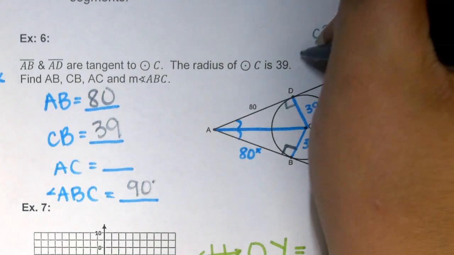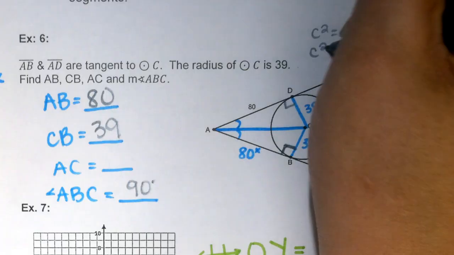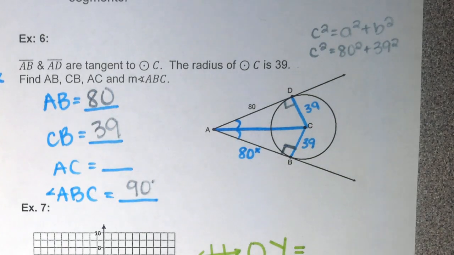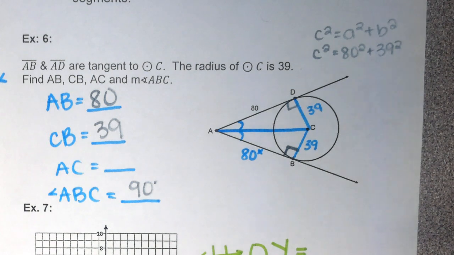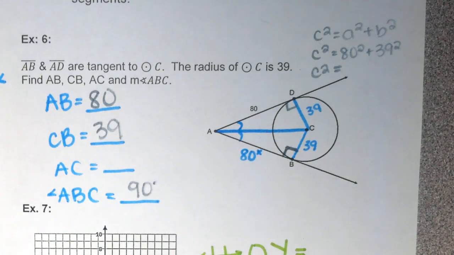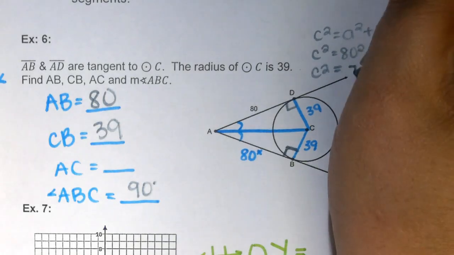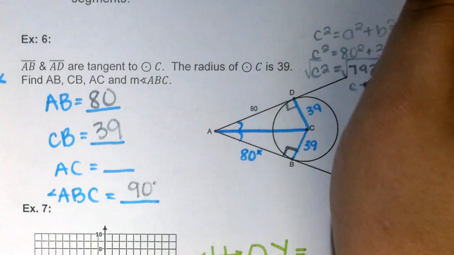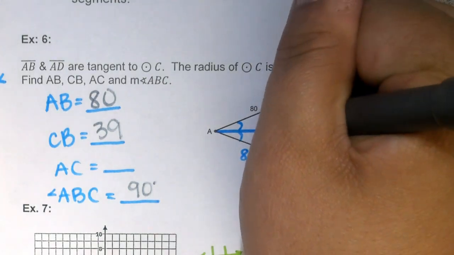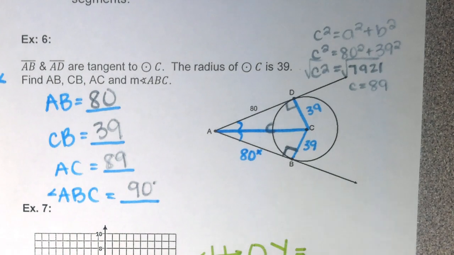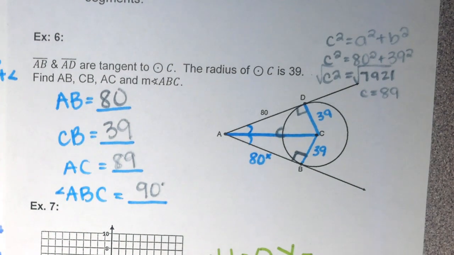So that's my hypotenuse. So 80 squared plus 39 squared. Is that a pretty number? Yeah. What do I get when I put that in the calculator? The whole thing is 7921. And when you square root it, you get what? 89. There you go. How's ABCD? Oh, I just added them all up. That's how you answer it.